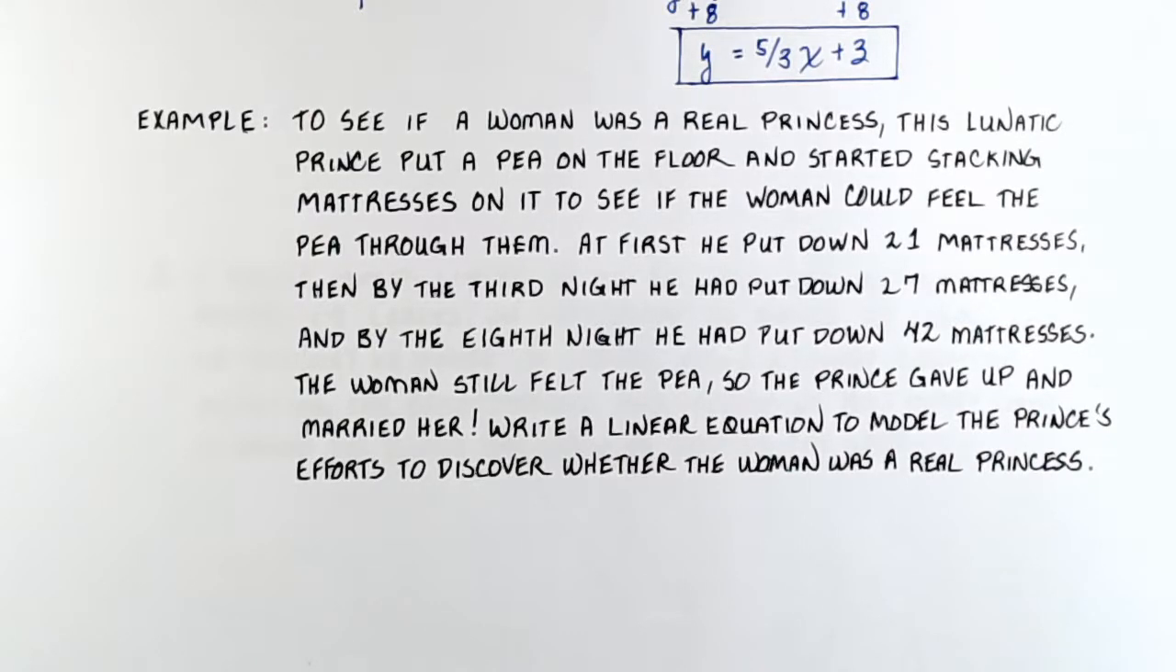So on the first night, he puts down 21 mattresses. By the third night, he'd put down 27 mattresses. By the 8th night, he'd put down 42 mattresses. The woman still felt the pea, so the prince gave up and married her. Write a linear equation to model the prince's efforts to discover whether the woman was a real princess. Okay, so this one's a little bit easier.